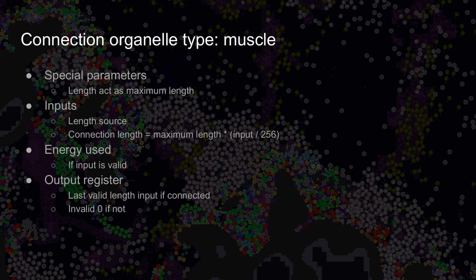The second type is muscle. Here the length of the connection acts as a maximum length. It has one input which sets how long the connection should be. The organelle takes energy when the input is valid. The output is the last valid length input when the organelle is connected and invalid zero otherwise.